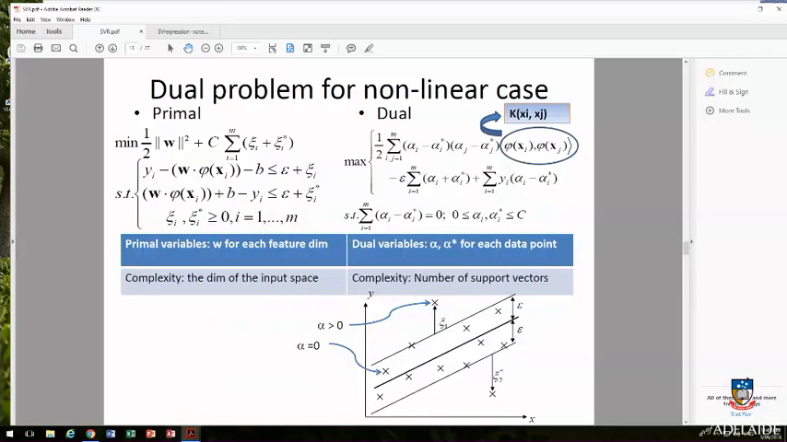So in the nonlinear kernel case, I already talked about this. We just replace this inner product with a kernel function. That's all you need to do. So it's very simple. As long as you can calculate the kernel function, then you can solve this dual problem.